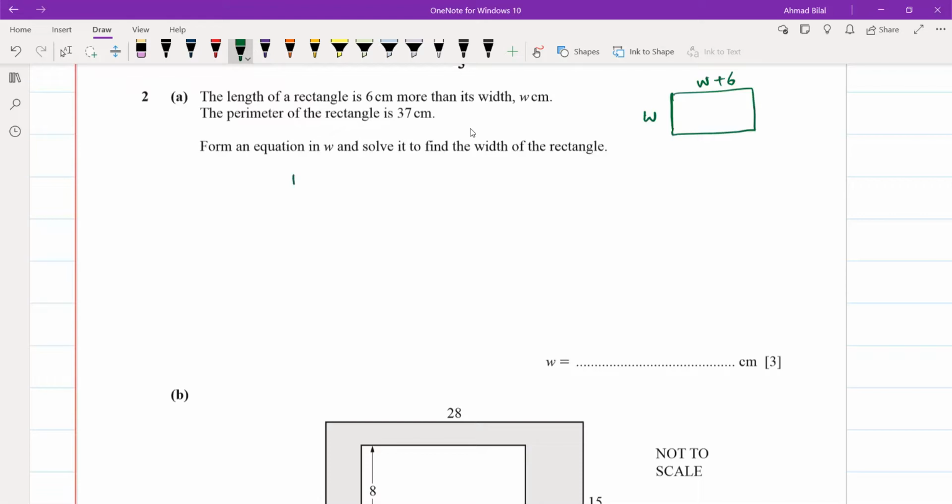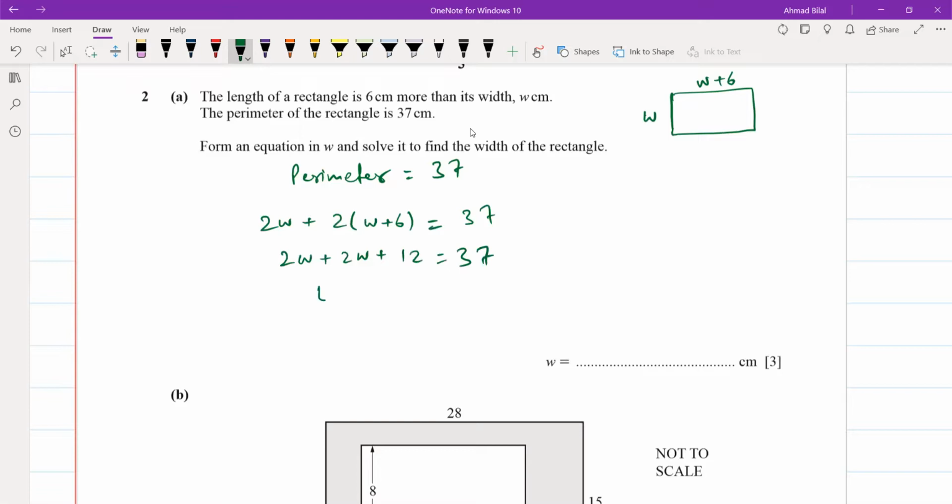Now the perimeter is equal to 37. Perimeter 37 है, आप यहाँ से एक इक्वेशन बना लोगे, you will say 2 into this W plus 2 into W plus 6, that should equal 37. और आपने इसको सॉल्व करना है, आपके पास W की वैल्यू आ जाएगी, so you get 2W plus 2W plus 12 equals 37. That gives you 4W equals 25, and W will turn out to be 6.25 from here. So that is your width here, that is 6.25 centimeters. Okay.